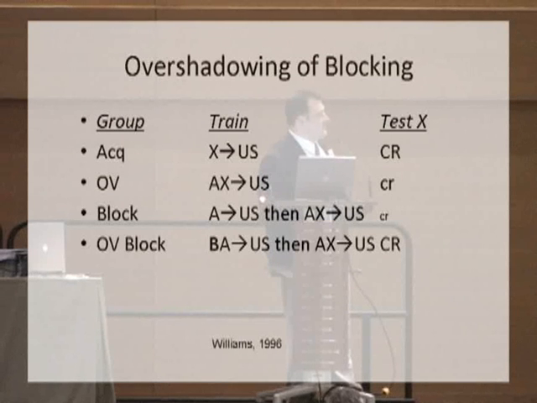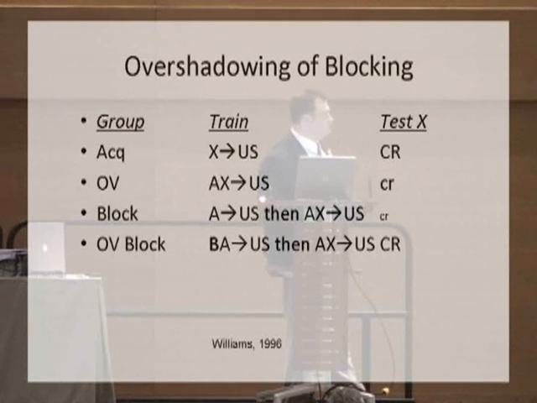I have at the top here an acquisition control group, good conditioning. There's an overshadowing group here that produces fairly weak conditioning. Here's a blocking group. We reinforce A before the AX-US pairings, and that produces particularly poor conditioning. And now, this isn't what Williams did, but people have done this since him.